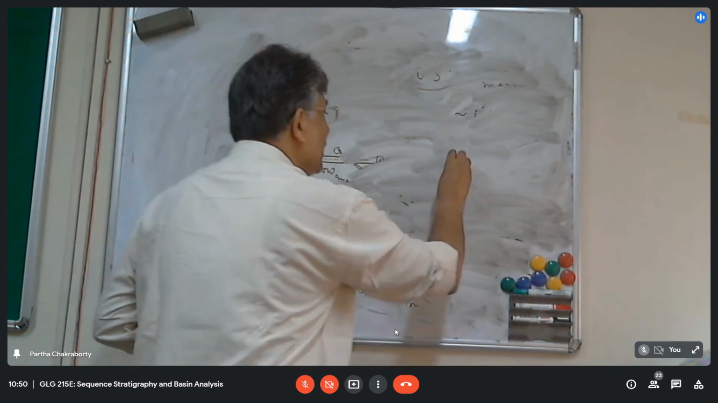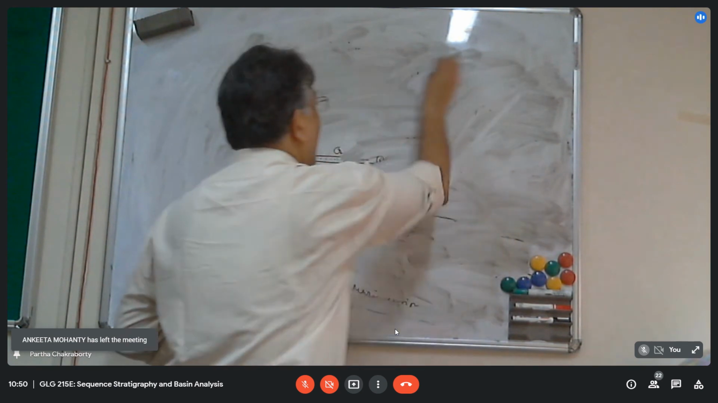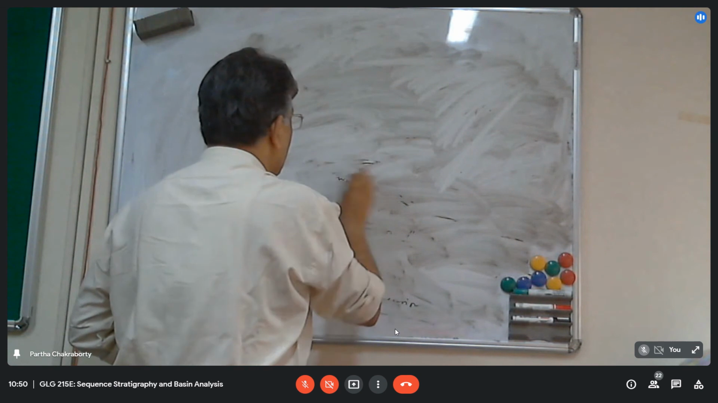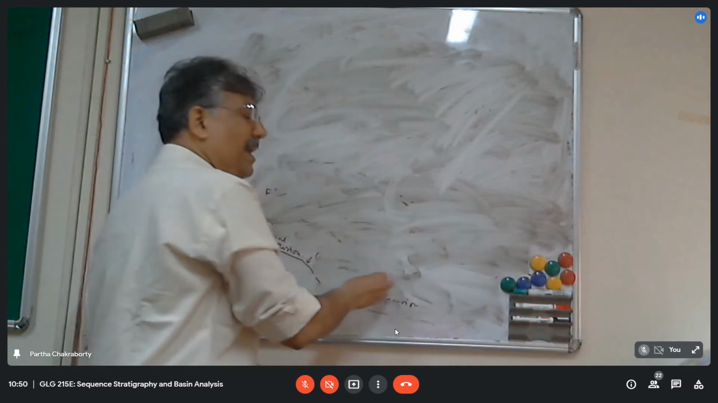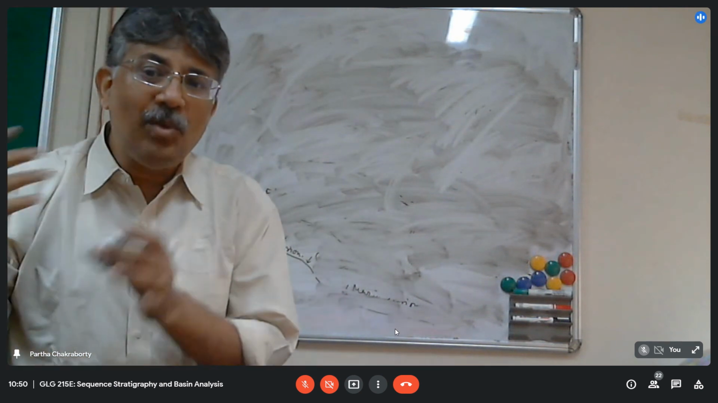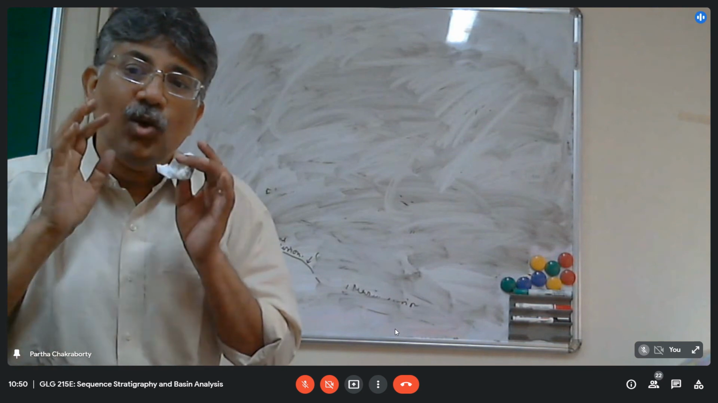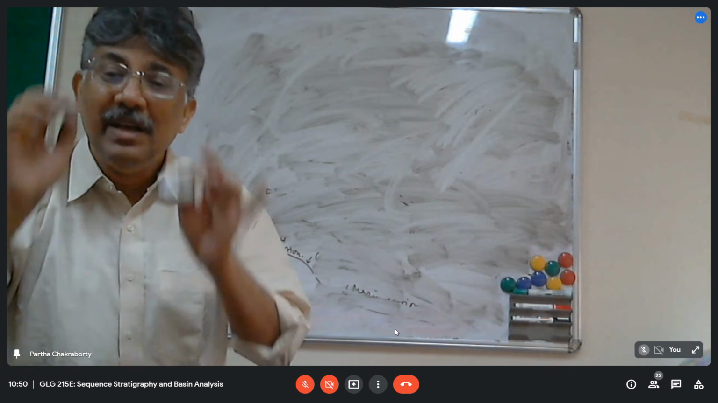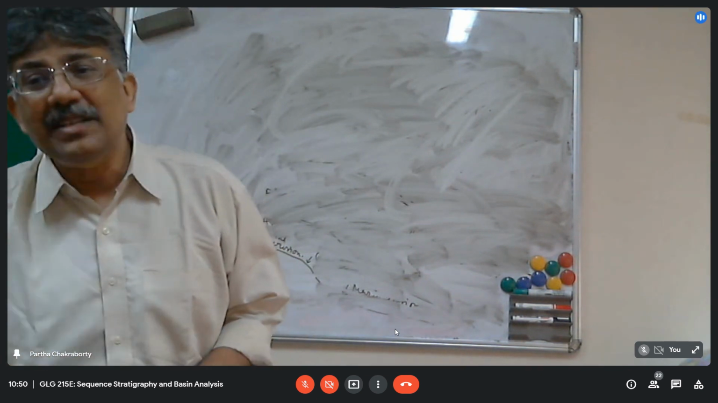Wave reworked deposit, and I will get that in the deeper intertidal part, and that will be correlatable to the transgressive coastline. In case of transgression, what will be the character? It will be a wave reworked deposit in the deeper intertidal to subtidal part, which will not have an erosional lower boundary. A depositional lower boundary, there will be no evidence of erosion at its base.